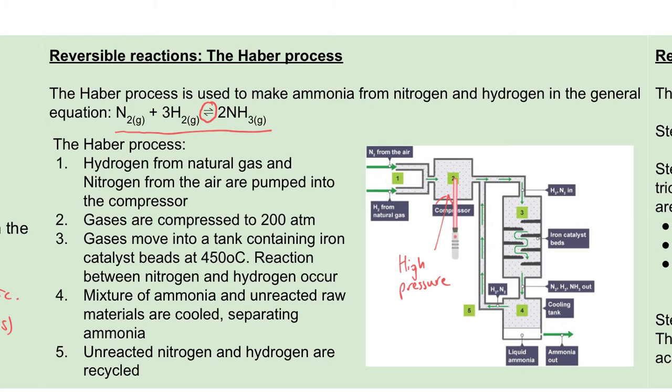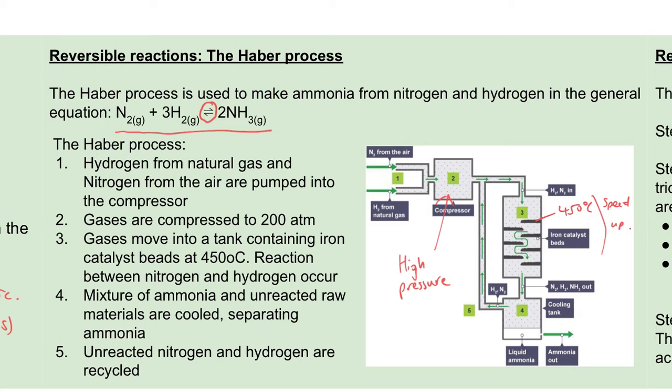After pressurizing them, I'm then going to move them into this tank here. And there's some iron catalyst beads. Remember, catalysts are going to speed up the reaction. And this is going to take place at 450 degrees Celsius. Okay, so this is really, really hot. And I'm doing that to increase the rate as well. So I've got a catalyst, and I'm also hot, and that's to speed things up. Okay, I want to speed up those rates.